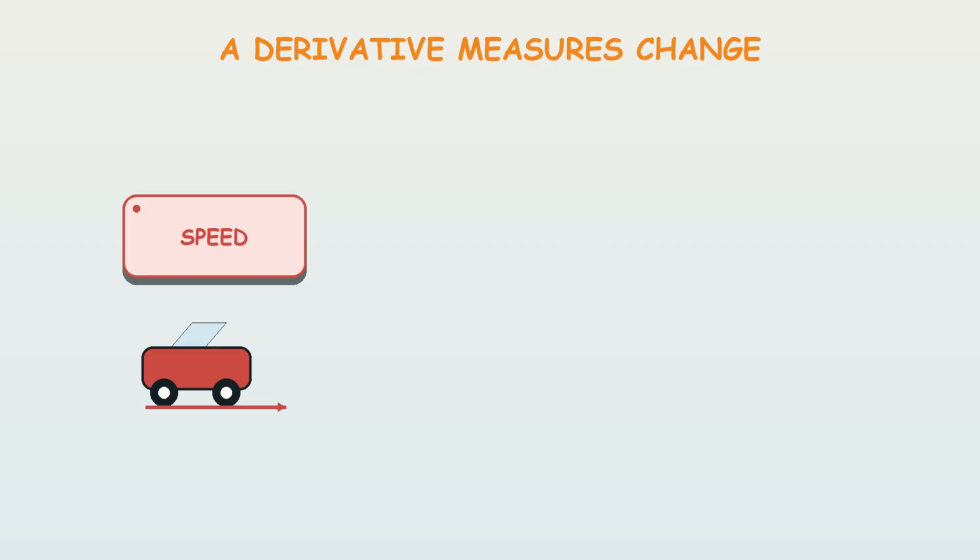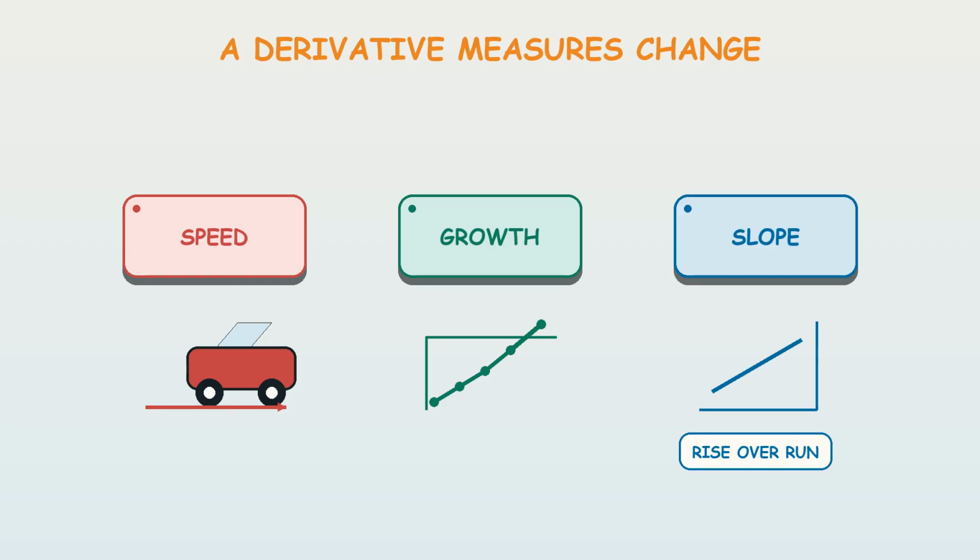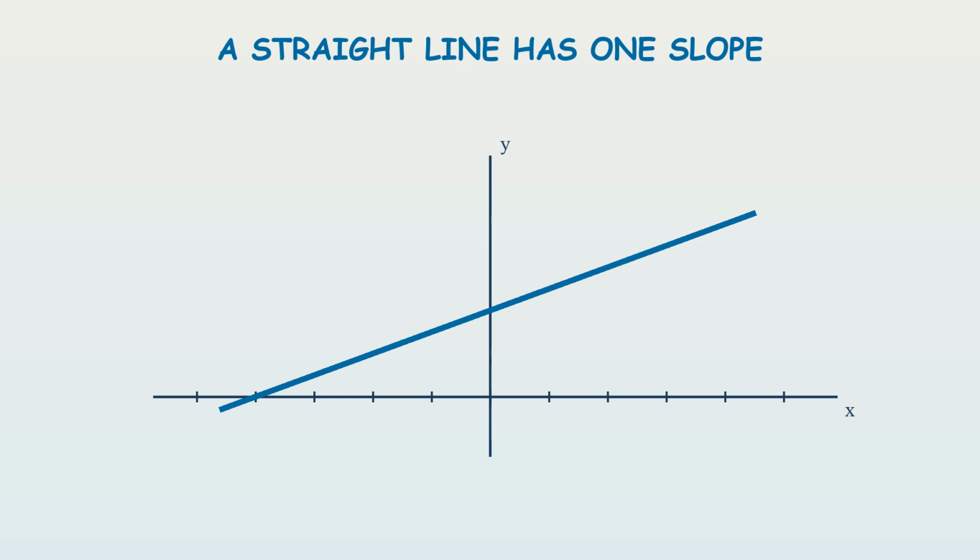It can tell us the speed of a car, the growth of a population, the slope of a curve, or the moment a business is gaining customers fastest. And the surprising part is that derivatives begin with something very simple: a slope. You already know how to find the slope of a straight line. You measure how much it rises, then divide by how far it moves across.